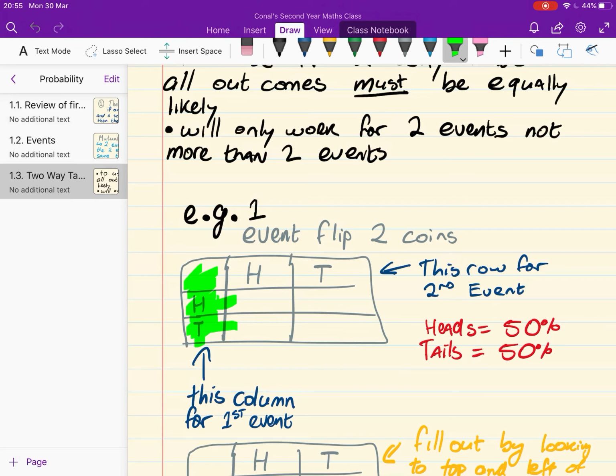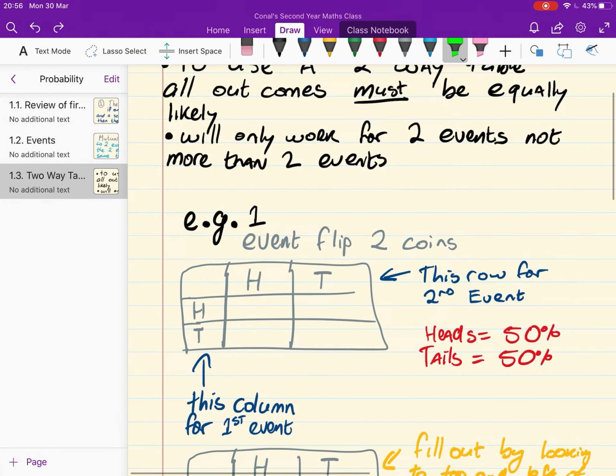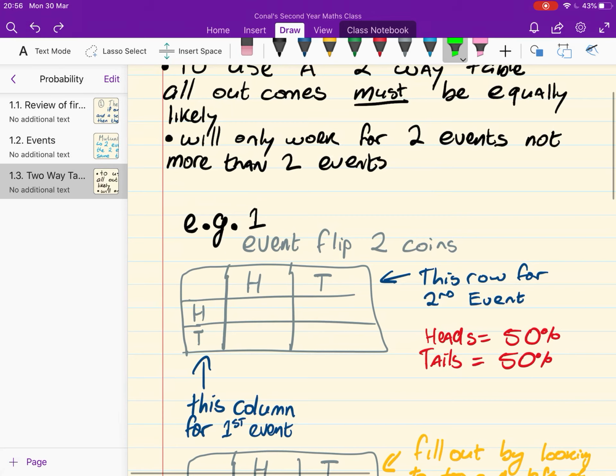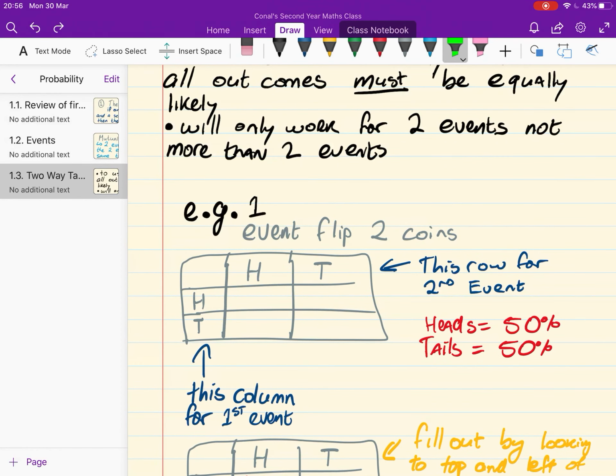So here, I've written down the options for the first event, the first coin flip. So we can get a heads here, or we can get a tails here. Then, for the second event, the second coin flip, I've included heads here and tails here. So that row is for the second event.